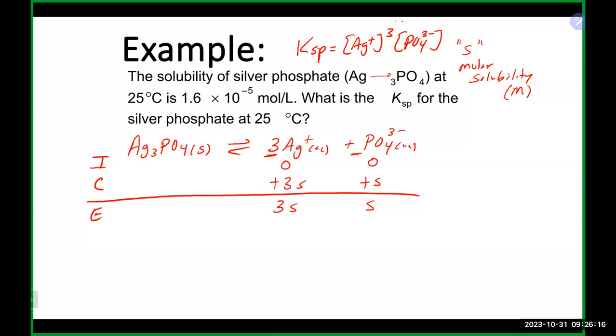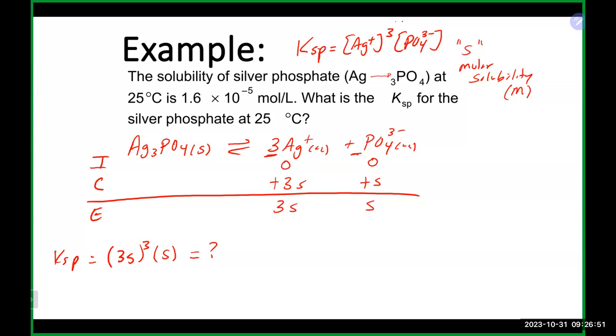Now, normally at this point, if we were given the KSP, we would go into our KSP expression, which in this case would be the KSP equals our 3s, and we do need to cube it, times our s. That would equal our KSP, which is actually what we're looking to find in this case. So this is what the ICE table would look like if you were given the KSP and nothing else. You would then have the KSP, and then you could solve for S. When you solve for S, that would give you the molar solubility of that compound.